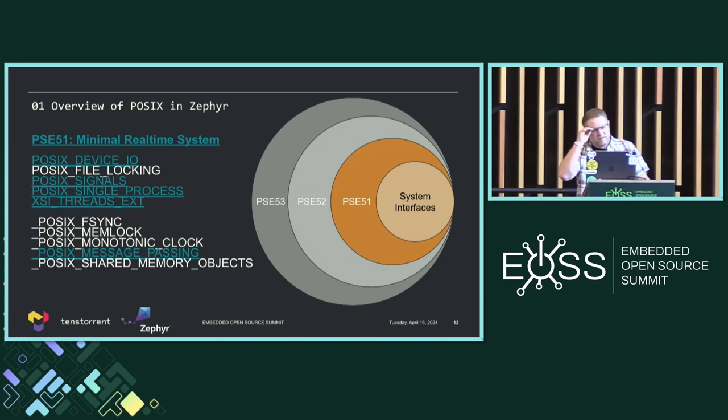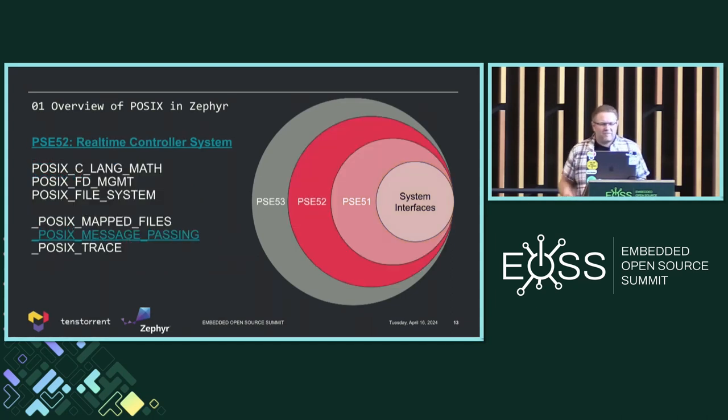The last thing I wanted to mention is the POSIX thread sporadic server. It's an interesting way to introduce non-determinism into your execution of a multi-threaded system, which is good just to test the robustness. And then, of course, PSE5.2. This is a real-time controller system, and what you'll notice is that these are just additive onto the previous system profiles, so the delta is actually much smaller than what our documentation page makes it seem.